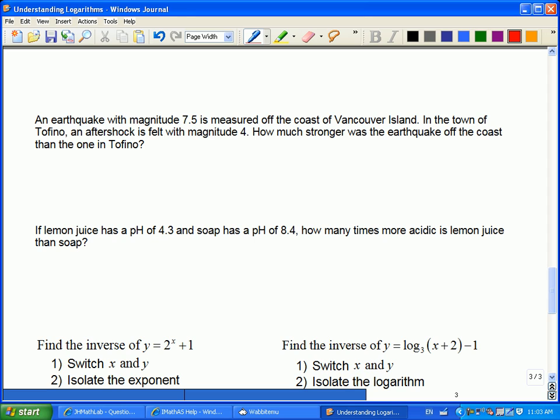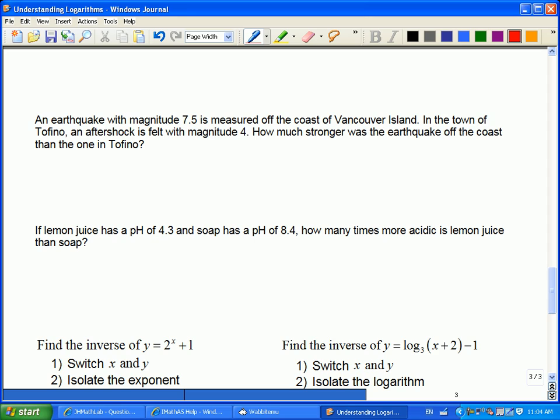An earthquake with magnitude 7.5 is measured off the coast of Vancouver Island in the town of Tofino. An aftershock is felt with magnitude 4. How much stronger is the earthquake than the one in Tofino? Now, has anybody been in an earthquake before, like a real earthquake? Sort of, okay. Now, if somebody says, oh yeah, I was in a magnitude 4, you guys must remember the earthquake. We had one in Vancouver like, I'm going to guess 10 years ago or so. Wow, thanks for making me feel old, Danielle.